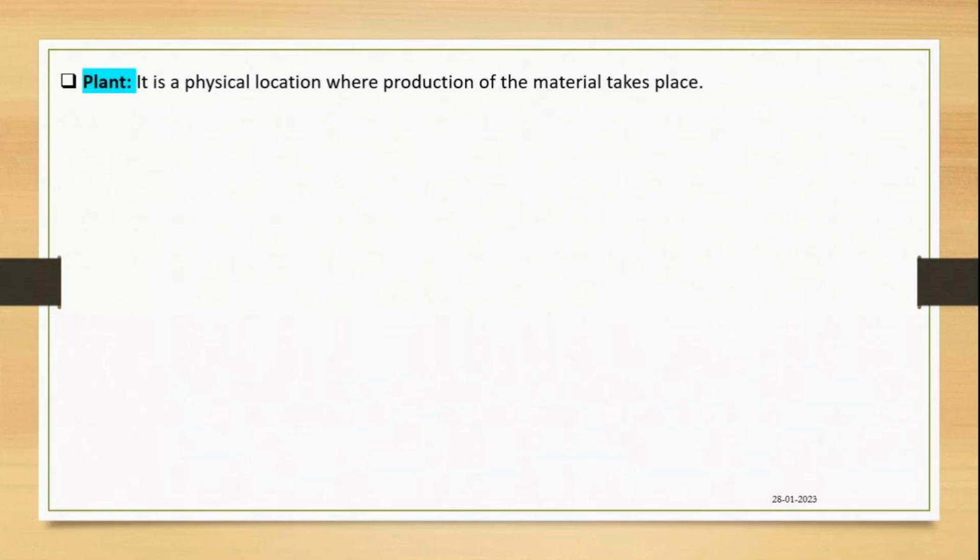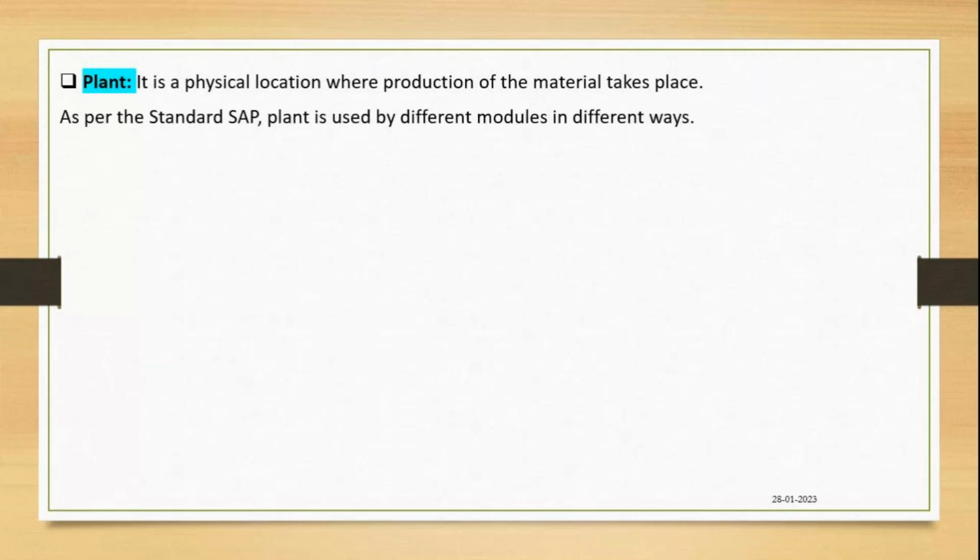Then a plant, we have already discussed. Plant is a physical location where production of the material takes place. As per standard SAP, plant is used by different modules in different ways. What is the different way?